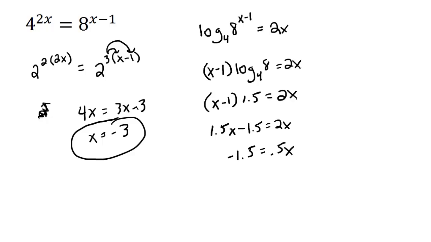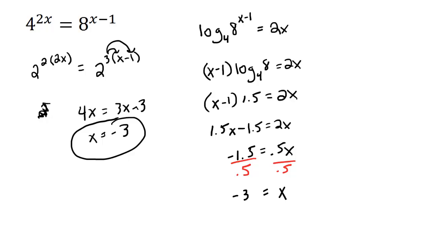And then I'll go ahead and show what I do here. Divide out the 0.5 from both sides, and that will be x equaling negative 3, which would give us the same answer that we got over here.